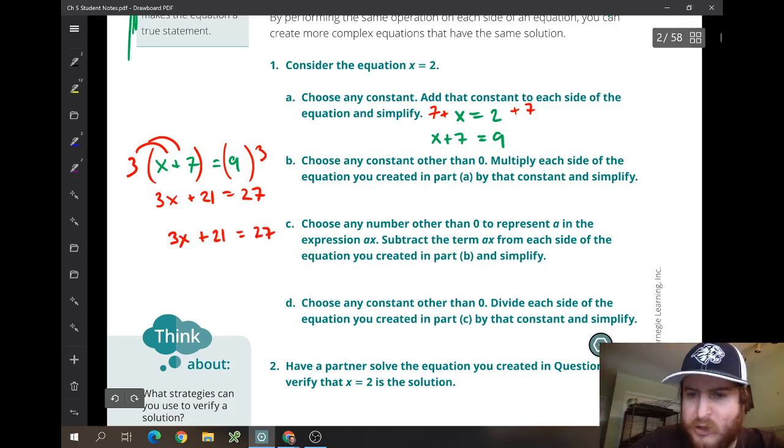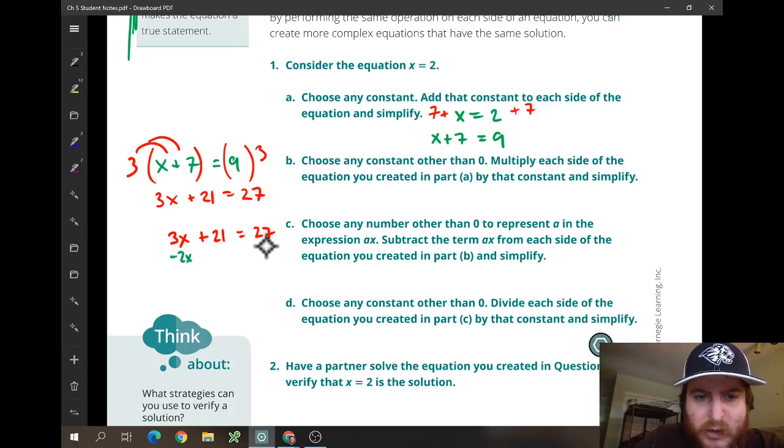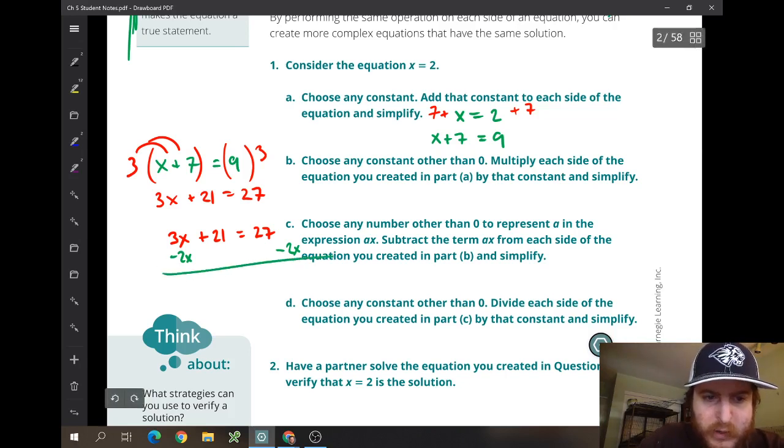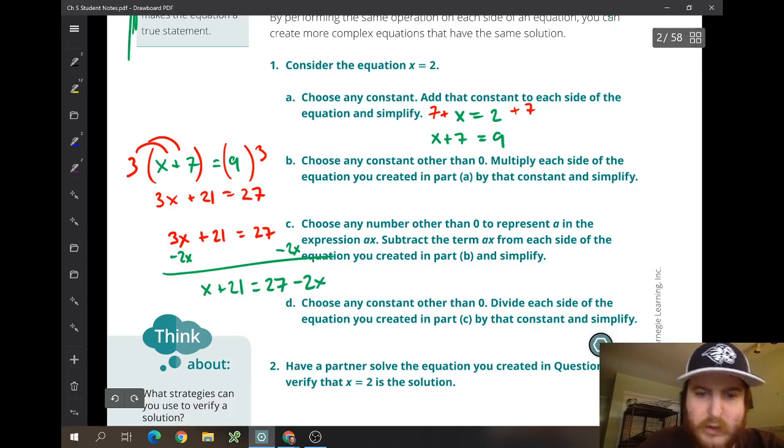So what they're asking us to do is something like this. Minus 2x to both sides. Minus 2x, minus 2x. Generally, when I do this, if it has a 2x, I try to place it underneath, right? So I put my 3x minus 2x underneath x. There's no x term here, so I'm going to just put it off to the side like that. So this is now going to give us 3x minus 2x is x plus 21 equals 27 minus 2x.